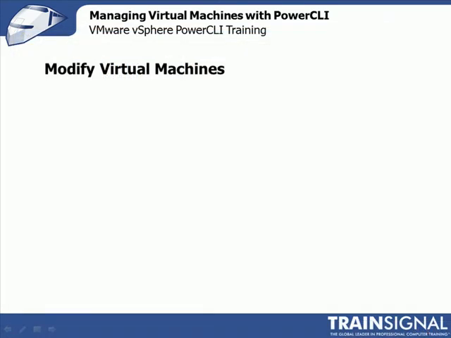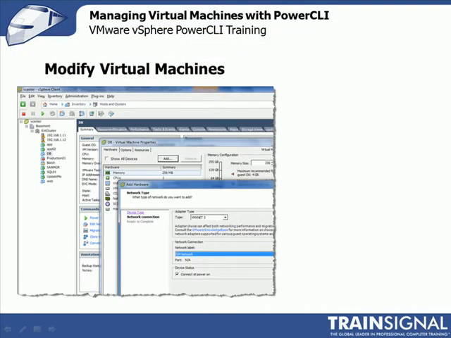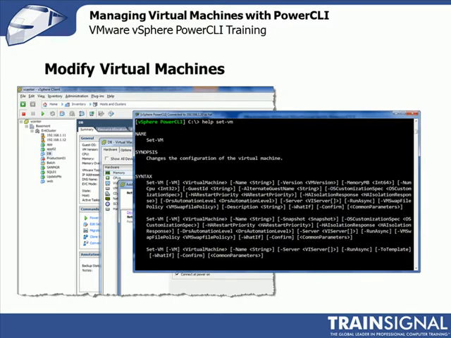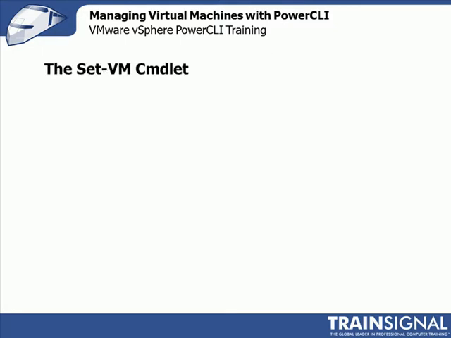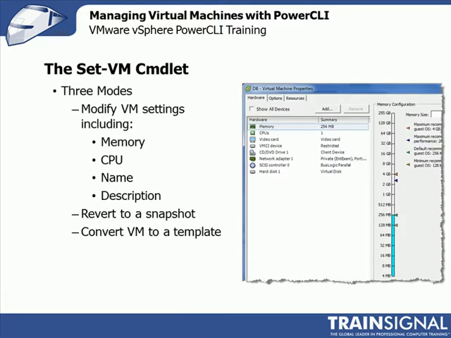Okay, now we're going to talk about how to modify virtual machines. Got a screenshot here of where you would go to edit a virtual machine setting, and you can see there's a lot of things you can do to a virtual machine. I'm going to show you how to do that using PowerCLI with the Set-VM cmdlet. This cmdlet has 3 modes. It allows you to modify virtual machine settings, virtual snapshot, and convert a virtual machine to a template.